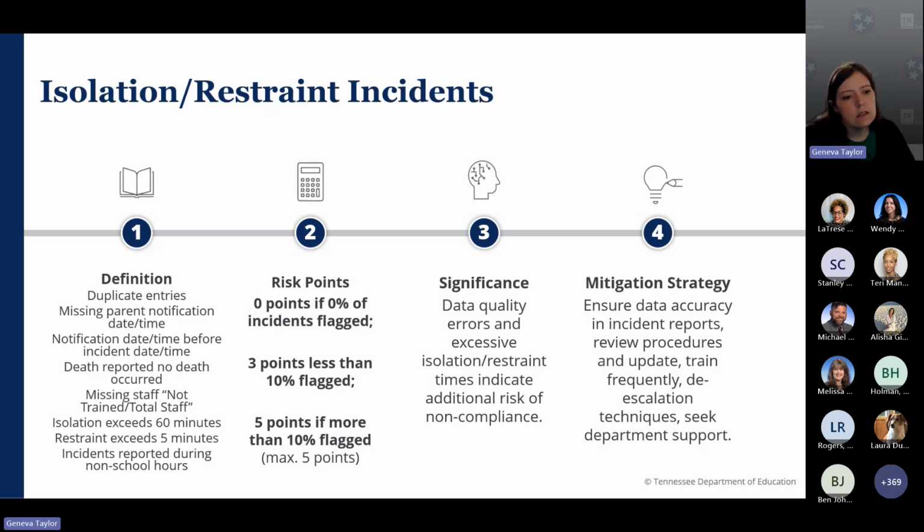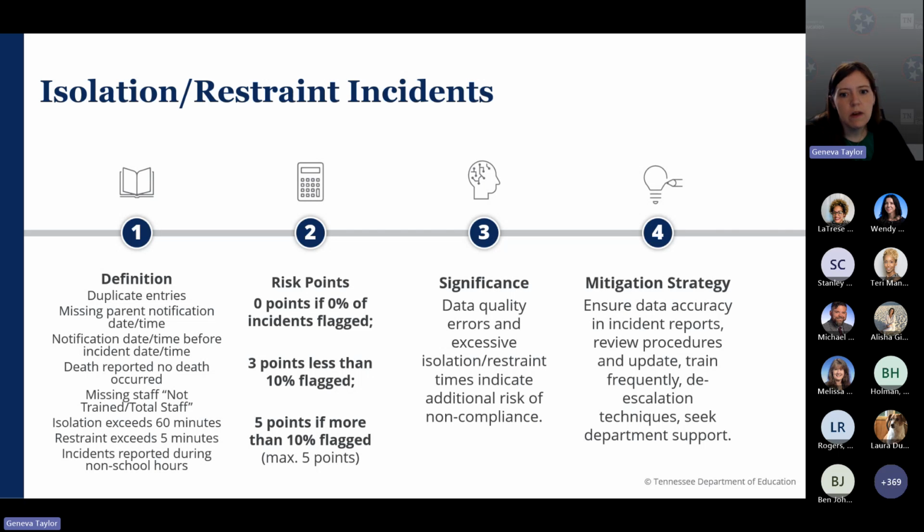Isolation and restraint incidents we discussed earlier. Want to really point out here on this slide that if isolation exceeds 60 minutes or restraint exceeds 5 minutes, those are some adjustments. We're also looking at duplicate entries, that we're missing the parent notification time, that there is a death reported when no death occurred, that you're missing the staff not trained versus total staff numbers, or that incidents were reported during non-school hours.